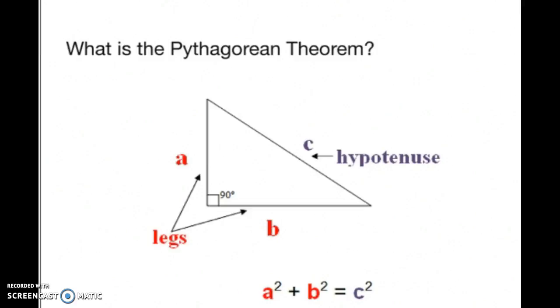The formula for the Pythagorean theorem is a squared plus b squared equals c squared.